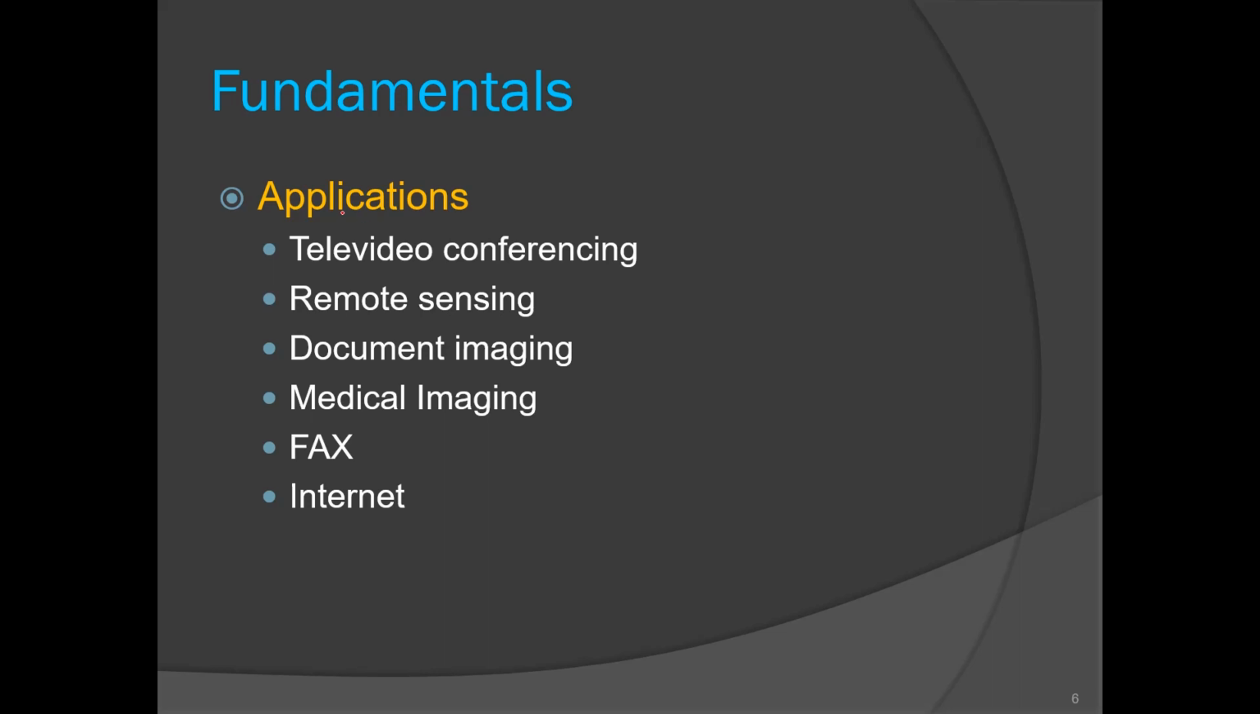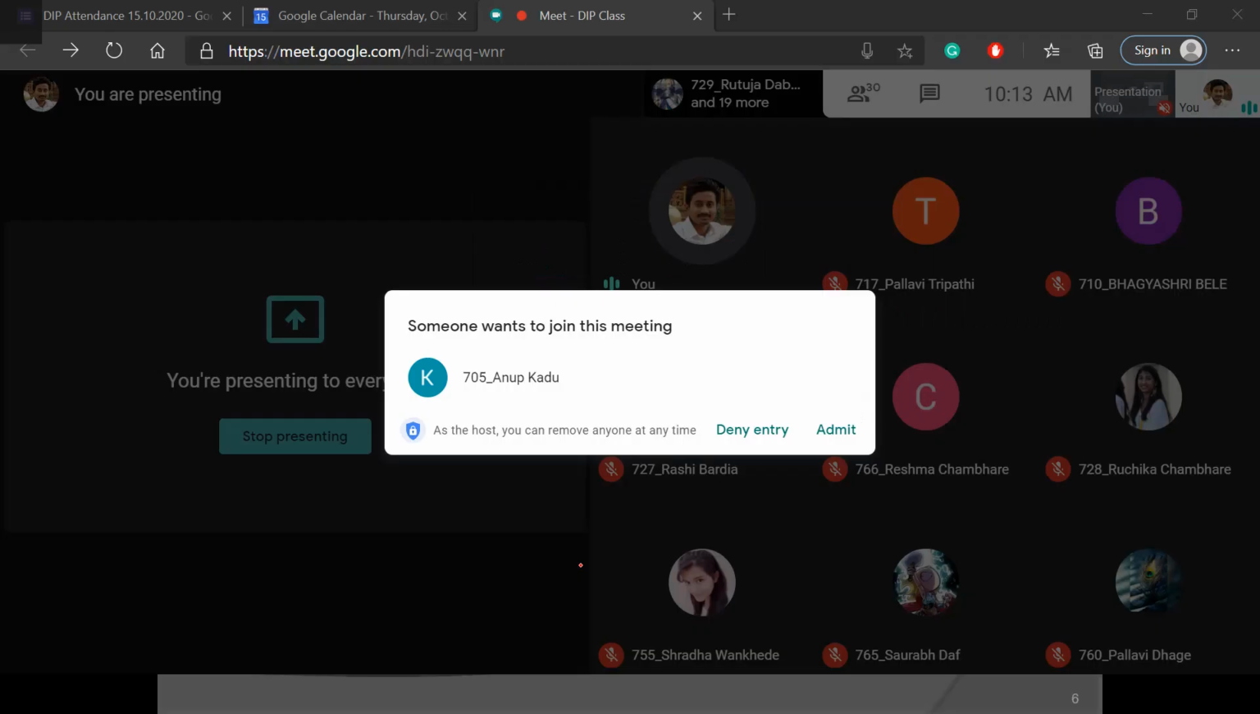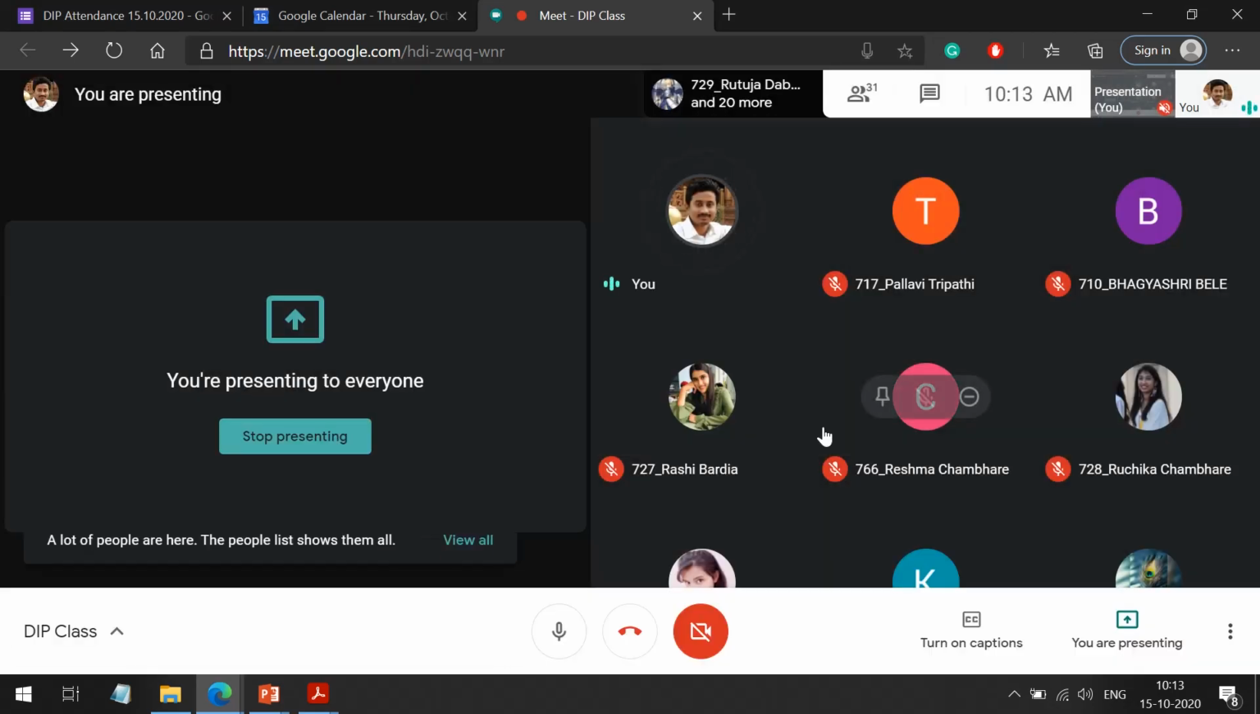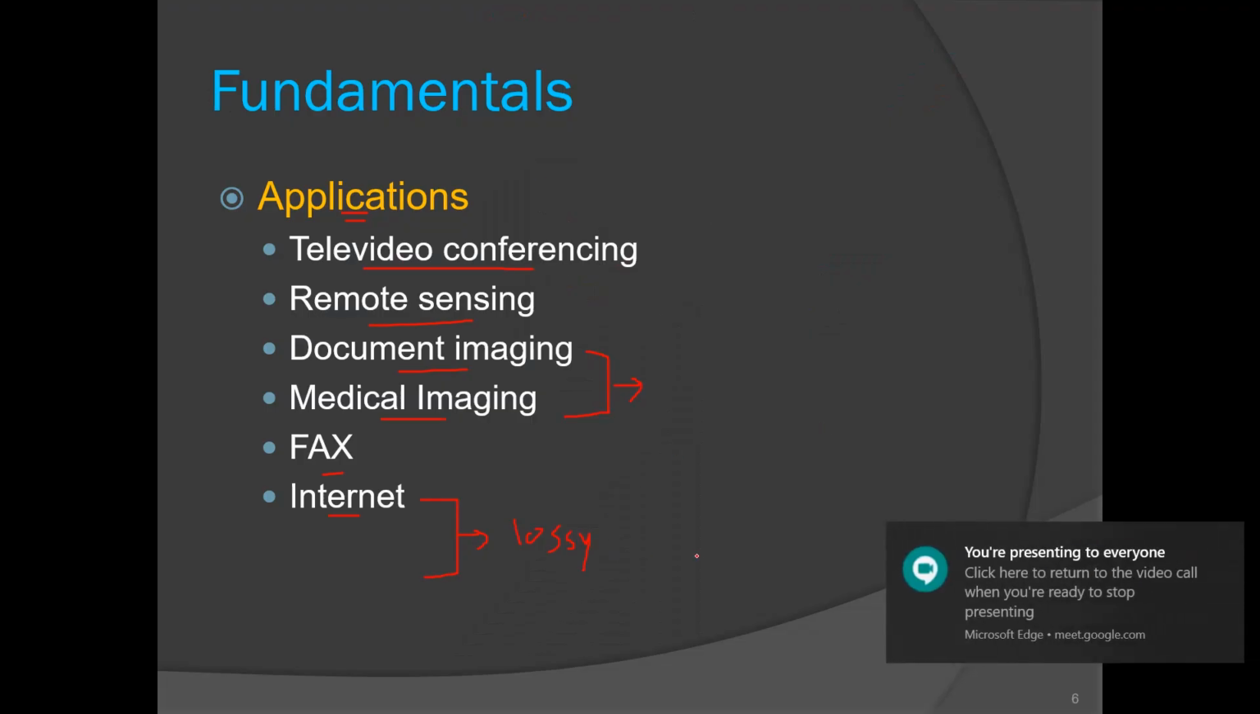Image compression has numerous applications, starting from tele video conferencing to remote sensing, document imaging, medical imaging, fax, internet. The applications like document imaging and medical imaging require lossless compression, whereas internet and multimedia applications allow lossy compression. If you send one image via WhatsApp, you can see the size gets reduced, right? So multimedia applications allow lossy compression.